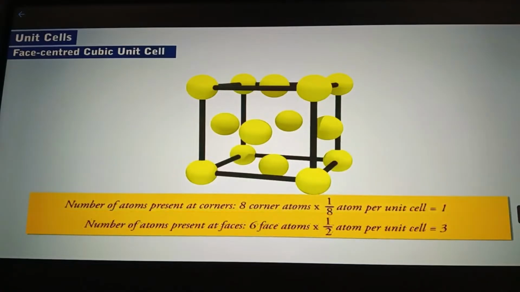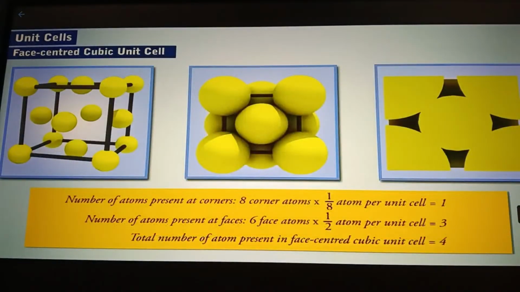The number of atoms present at the faces per unit cell is equal to 6 atoms at the faces times half an atom per unit cell, which is equal to 3. Thus, the total number of atoms per face-centered cubic unit cell is 4.